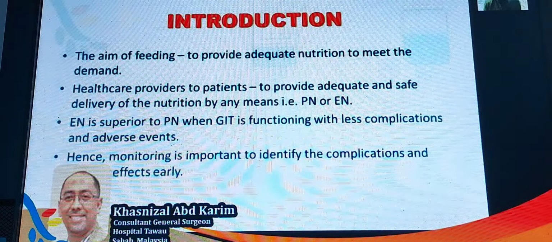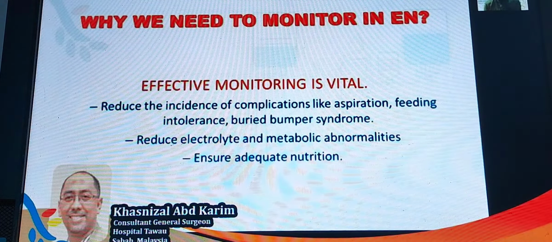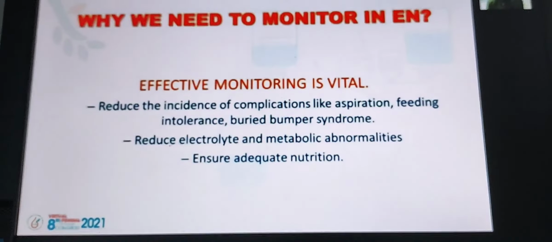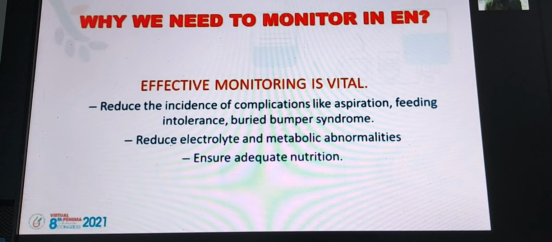Why do we need to monitor in enteral nutrition? As I mentioned just now, by monitoring, we can minimize the side effects and adverse effects. So we reduce the incidence of complications like aspiration, feeding intolerance, and refeeding syndrome. We will reduce electrolyte and metabolic abnormalities and ensure adequate nutrition to the patients.